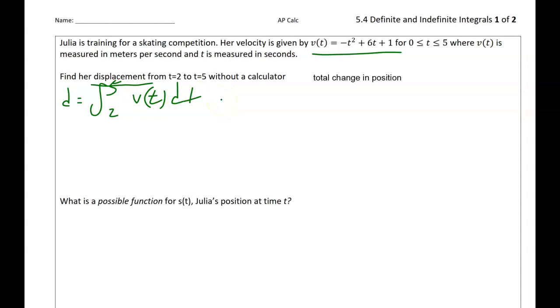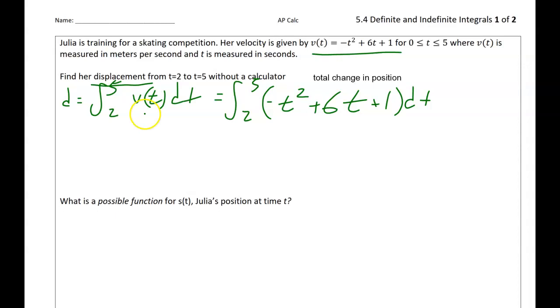Now, previously we would have just typed this into our calculator, put in the bounds, and it would spit out a number for us, and we would be done, right? Here we're not going to do that. We're going to do it by hand, and there are two reasons for that. The first is that the AP exam does not allow a calculator on the entire test, only some parts of the test. And the second and more important reason is that this is going to allow us to see the relationship between the integral and the derivative a little bit better, and also answer some questions we couldn't answer before.